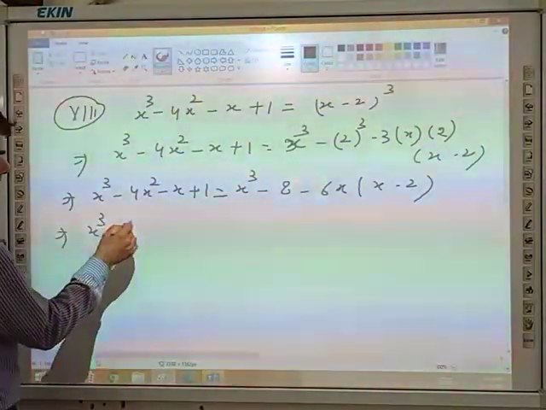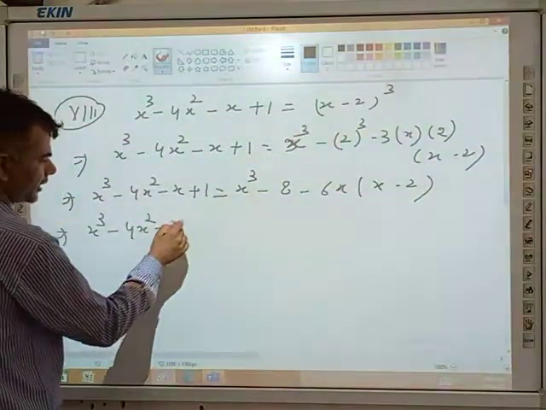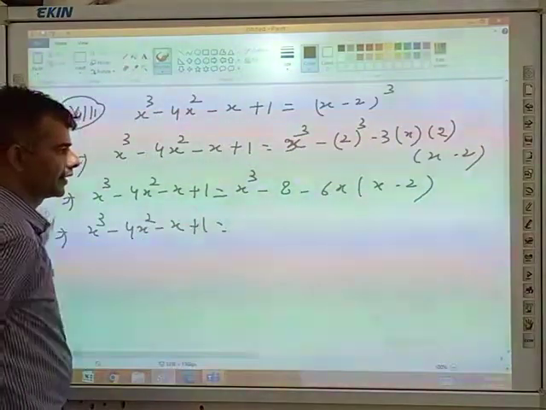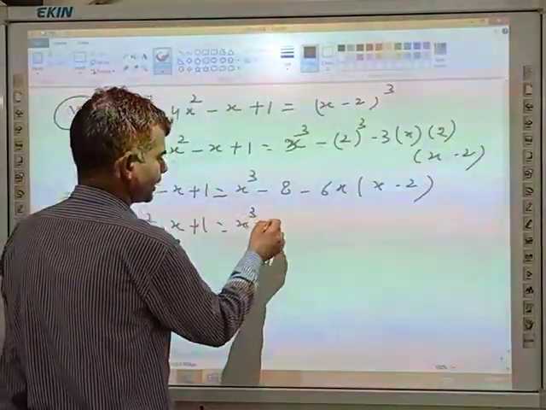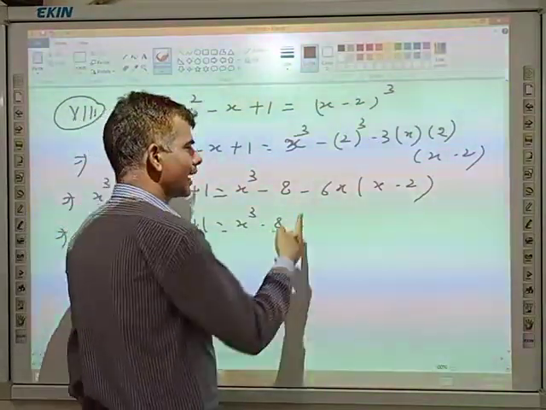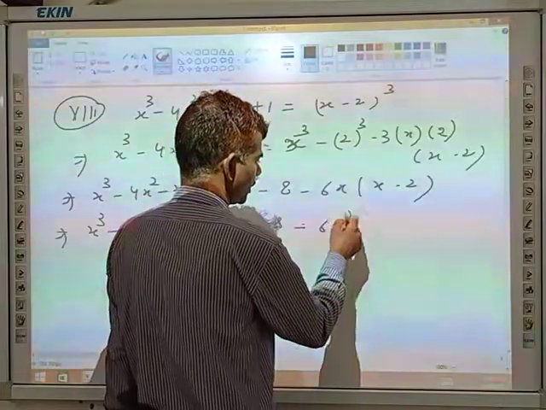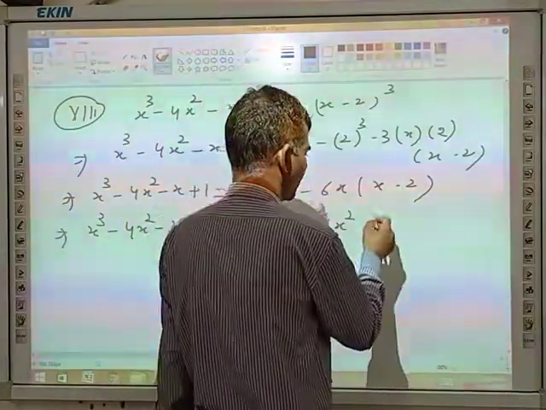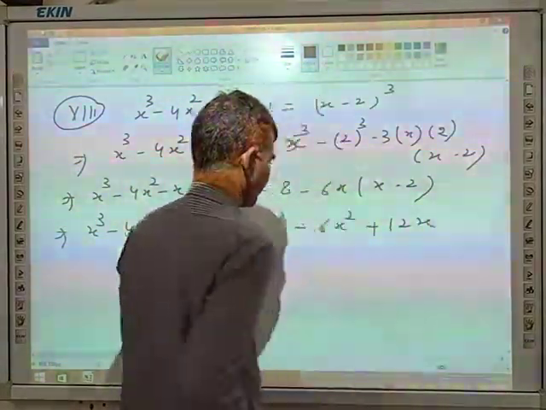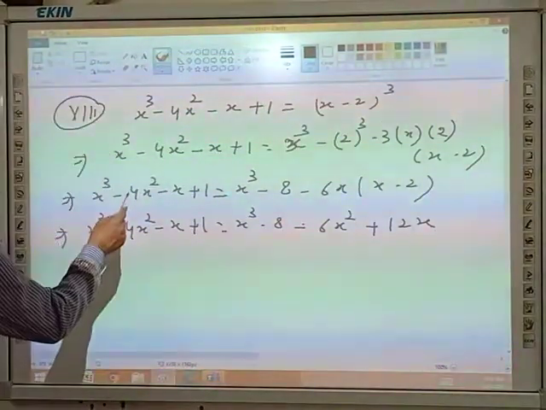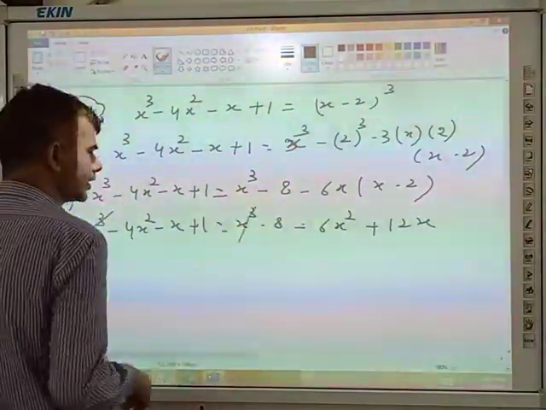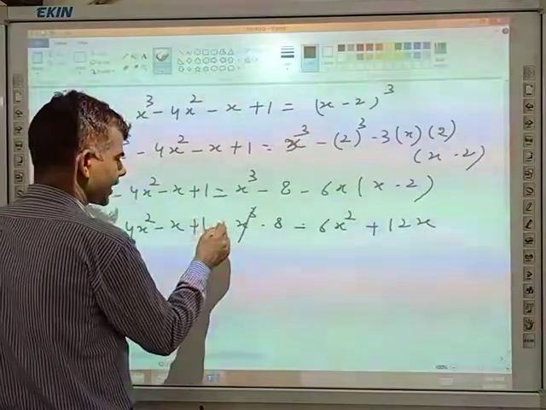On the left, x cube minus 4x square minus x plus 1. On the right, it is x cube minus 8. Now students, multiply it: minus 6x square, minus minus plus 12x, plus 10x. X square cancels out. Students, here is the equal sign.